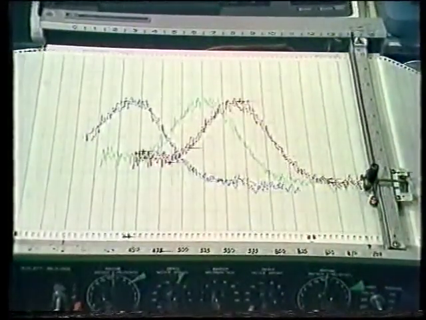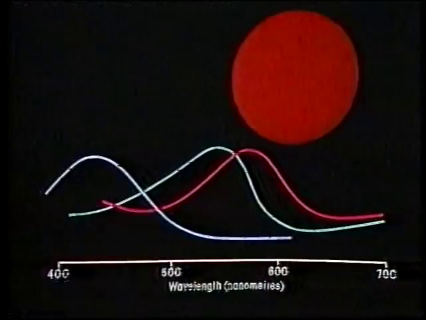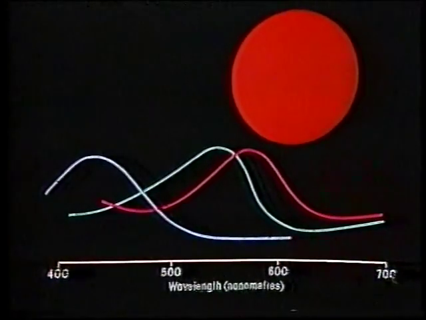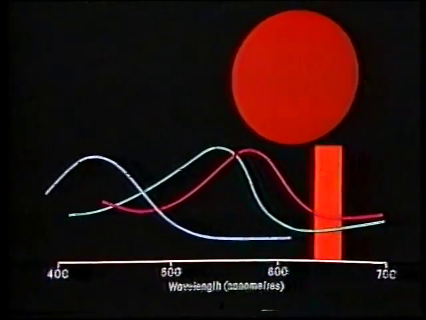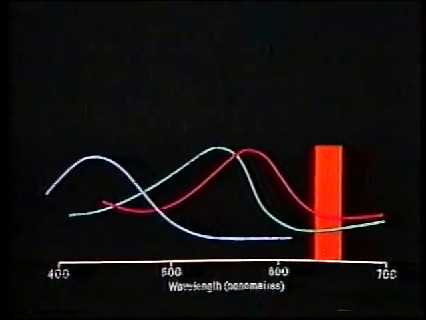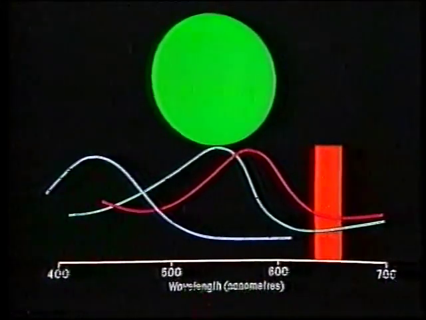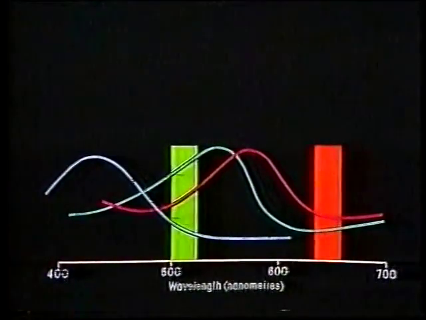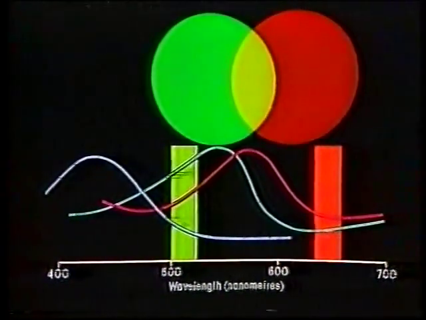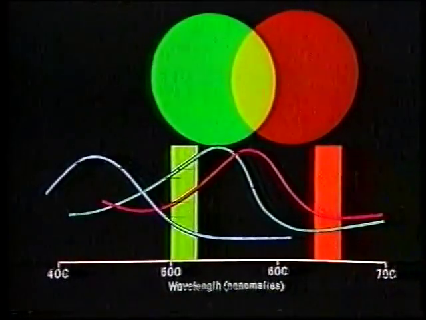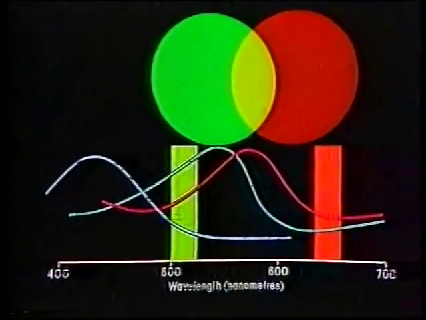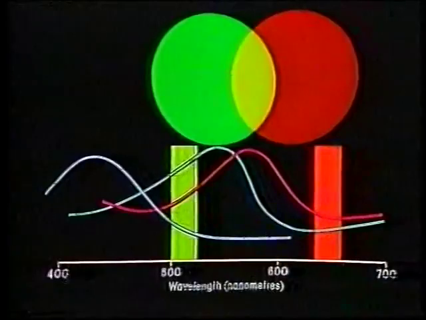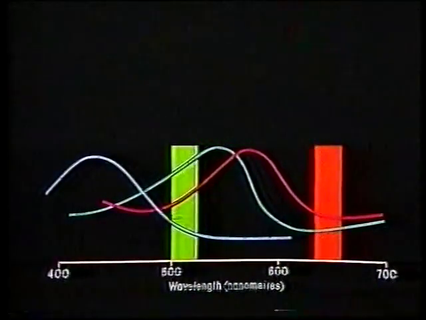What could be simpler? Light with wavelengths above 620 nanometers stimulates mainly the red cones. Light of wavelength 500 nanometers stimulates mainly the green cones. But when both are stimulated to similar extents, the brain interprets the effect as yellow. But we don't need a mixture of lights to make yellow.